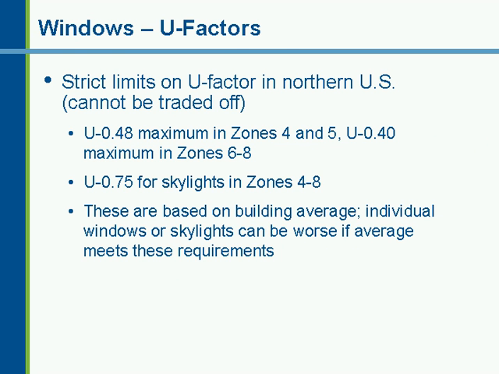Window U-factor. This is where the strict limits come into play in your northern regions. So, a U-factor of 0.48 is the maximum in zones 4 and 5. And a U-factor of 0.40 or less is the maximum in zones 6 through 8. The maximum means that this is in the mandatory requirements. No matter what approach you are doing, you can't go over it. And the skylights is the same thing. You have a maximum of 0.75 as well.